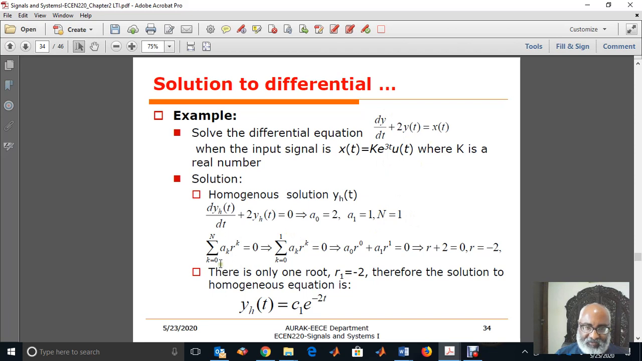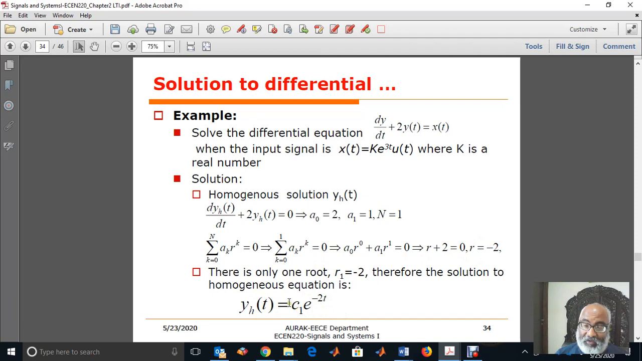Then we solve this polynomial equation, or characteristic equation, the sum of ak r to the power of k equal to 0: a0 r to the power of 0 plus a1 r is equal to 0, then r is equal to minus 2. Because it is first order, I will have one root, of course. Then the homogeneous will become C1 e to the power of minus 2t. Now, this is a homogeneous solution.